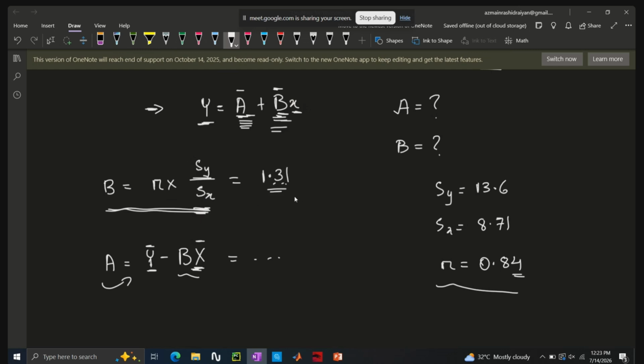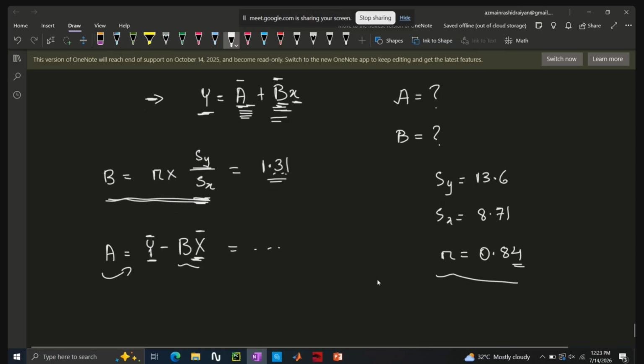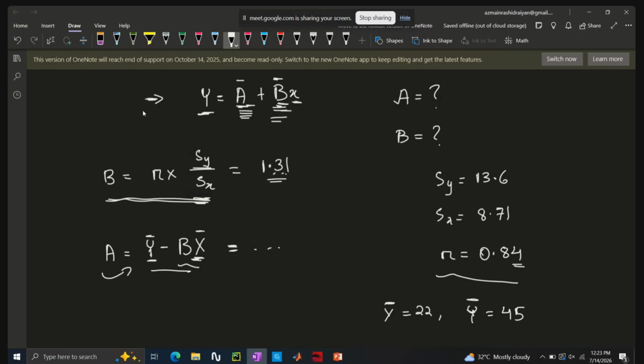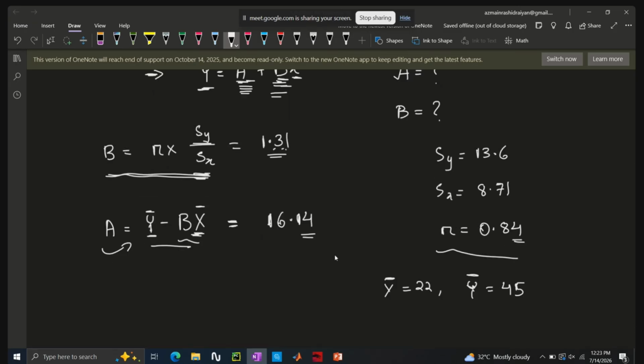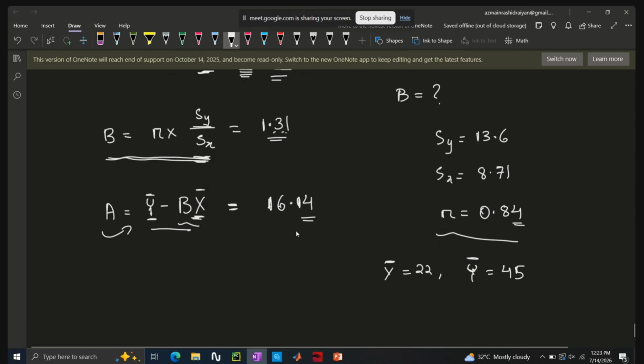So my b value is 1.31. If I know the value of b, and I also know the values of x bar and y bar, my x bar value was 22 and my y bar value was 45. Now just plug in these three values here and tell me what's the value of a. 16.14. Okay. So our b value is 1.31 and our a value is 16.14.